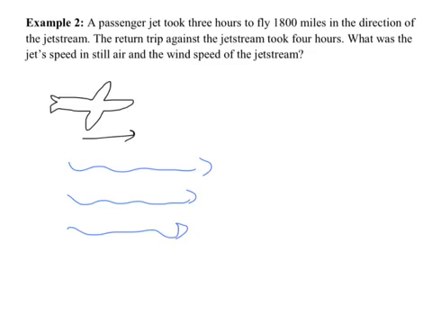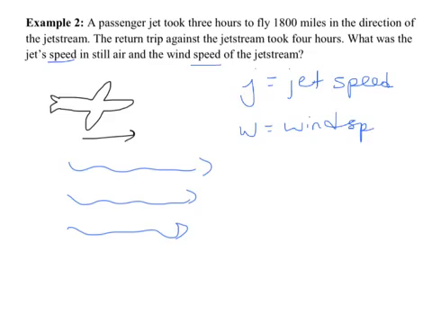So in the first scenario, well, let's write our givens first. What was the jet's speed and what was the wind speed? So let's say that J is the jet speed, not jet stream, but the jet speed. And W, which is the jet stream, is the wind speed. Okay? So on the way there, and remember our equation is distance, rate, and time. Here's our equation right here, D equals RT.